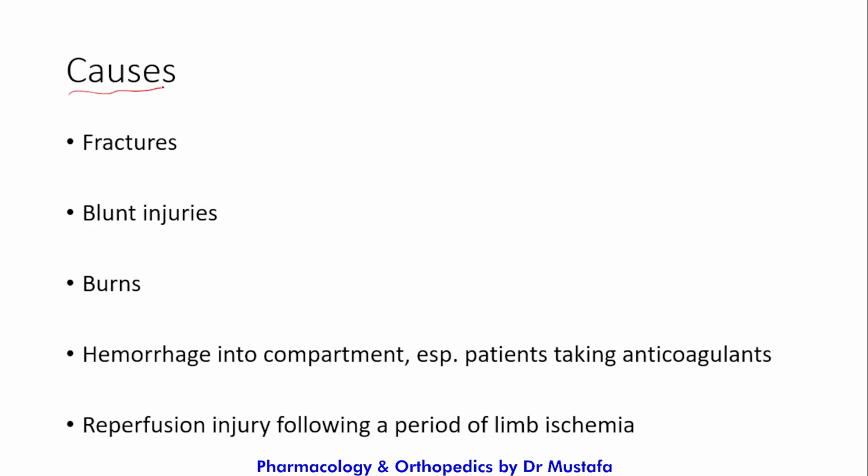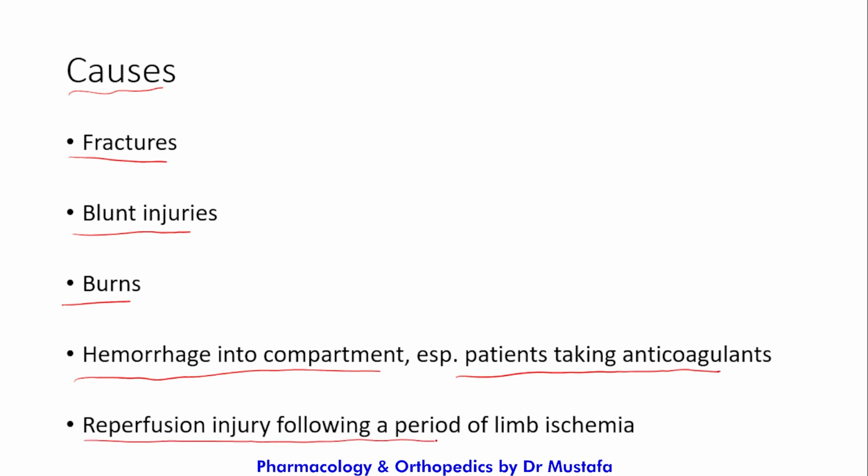Causes of compartment syndrome, there are many. The number one being fractures, then the blunt injuries, the burns, the hemorrhage into the compartment, especially in patients taking anticoagulants, and reperfusion injury following a period of limb ischemia. So basically everything that causes damage to the muscle will lead to the compartment syndrome.